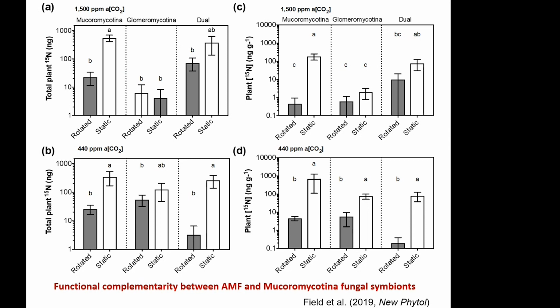What we find is in the Mucoromycotina plants that had access to that organic patch, we got a much greater assimilation of nitrogen, labeled nitrogen, from the organic matter than the arbuscular mycorrhizas. And that held true in the dual colonizations as well. So that was really exciting.